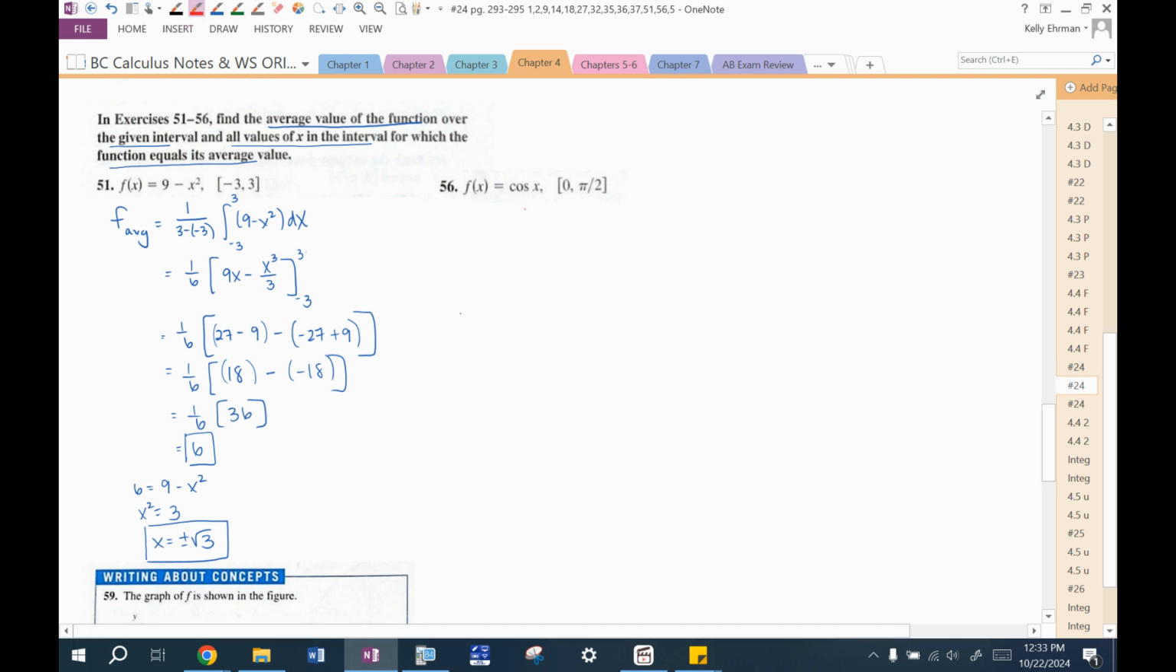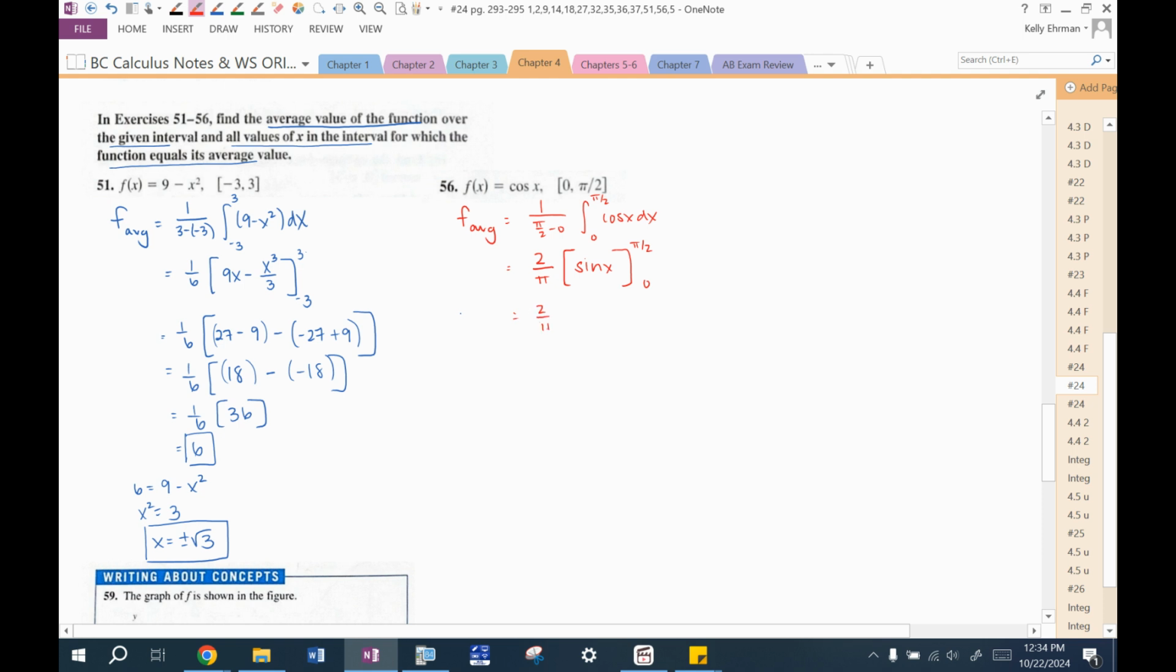Okay, and then what about cosine x? So f average is equal to 1 over pi over 2 minus 0 times the integral from 0 to pi over 2 of cosine x dx. Now, 1 over pi over 2 is just 2 over pi, right? 1 divided by a fraction is 1 times the reciprocal. And then the integral of cosine is sine from pi over 2 to 0.